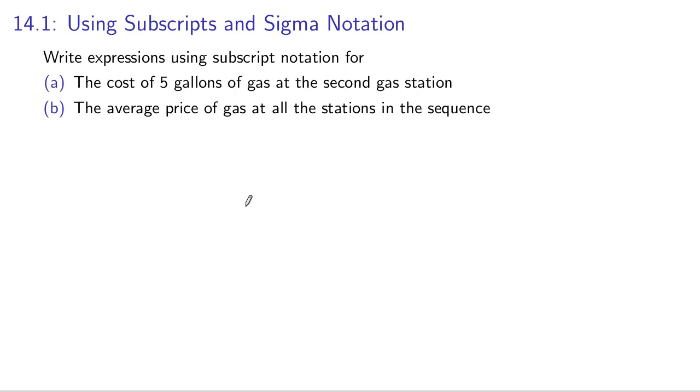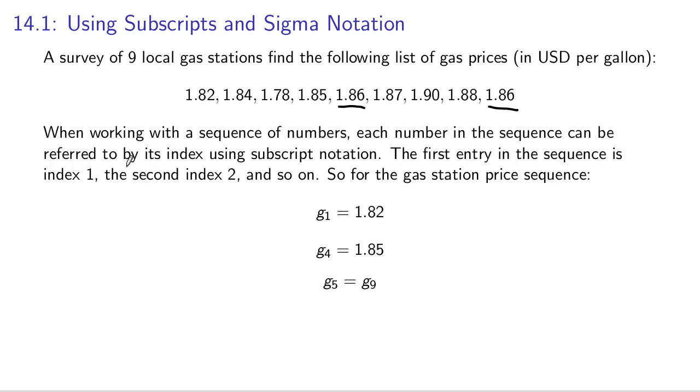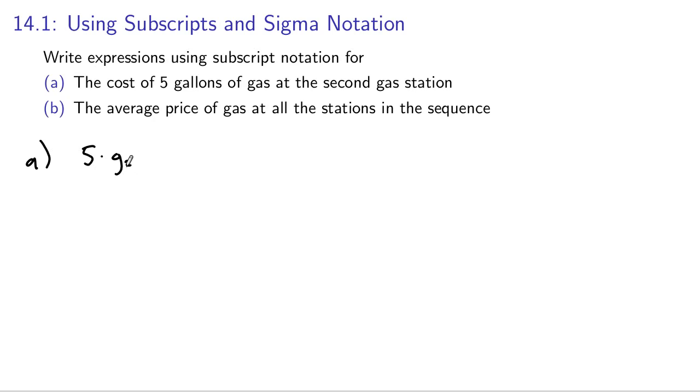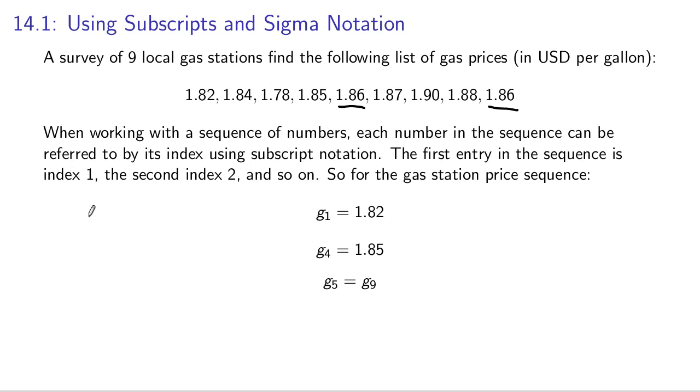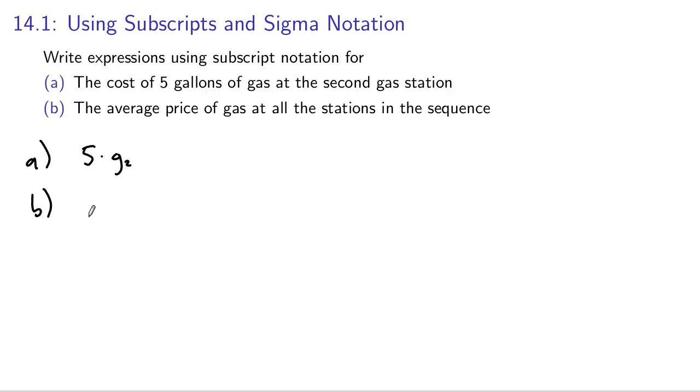So let's write expressions using subscript notation for A, the cost of 5 gallons of gas at the second gas station. So that would be 5 times G sub 2, because that would be the second gas station. And we don't have to find the answer, just write an expression. B, the average price of gas at all the stations in the sequence. Well, there were 9 stations, so we would need to add them all up and divide by 9.